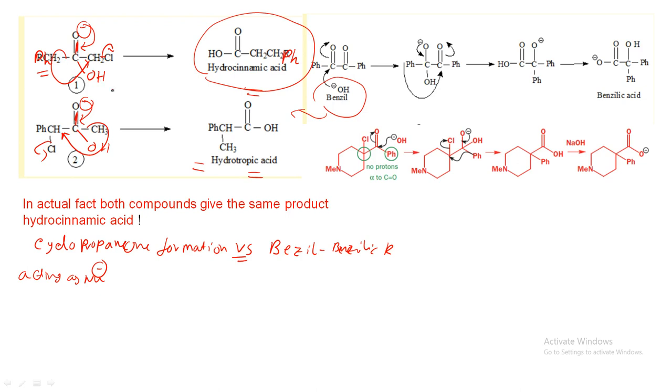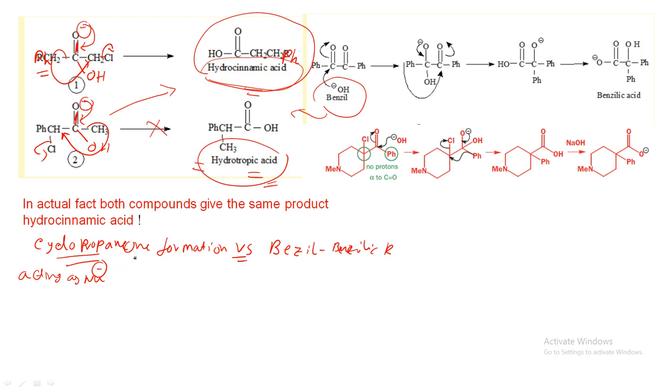But when they treated 1 and 2, they saw that only this hydrocinnamic acid is formed, obviously for the first case, and for the second case it is forming too, not this one. So in this way they proved that this type of mechanism is not operating, because if this mechanism operated, we should get the product hydrotropic acid, but this is not forming. So to account for why this is not forming, they introduced this cyclopropanone type formation mechanism.